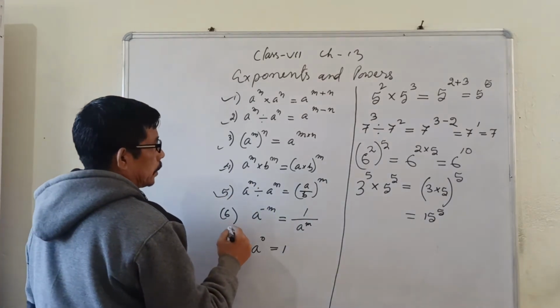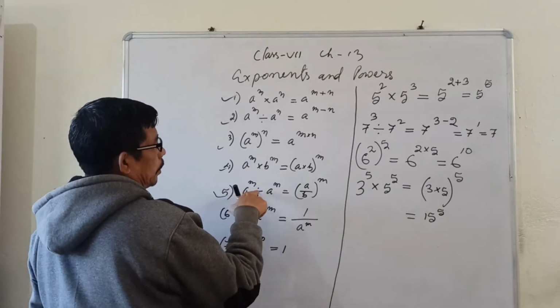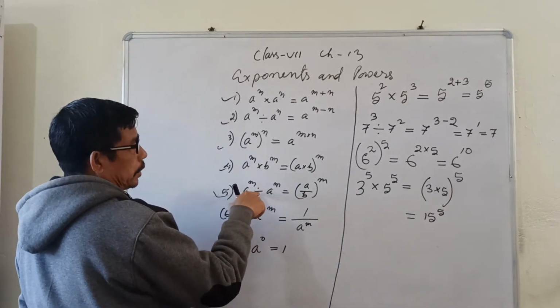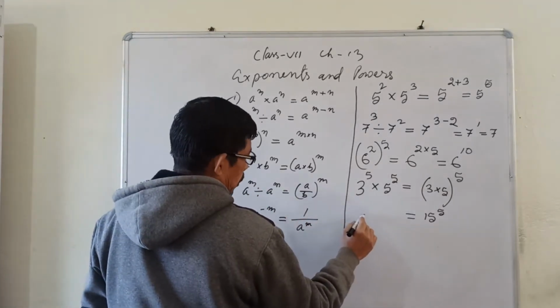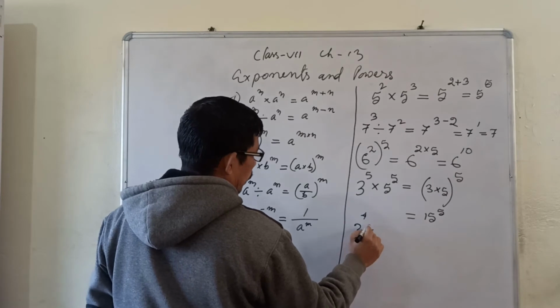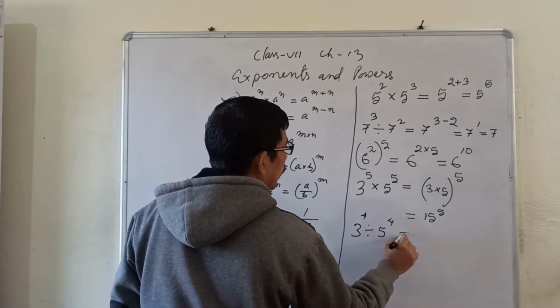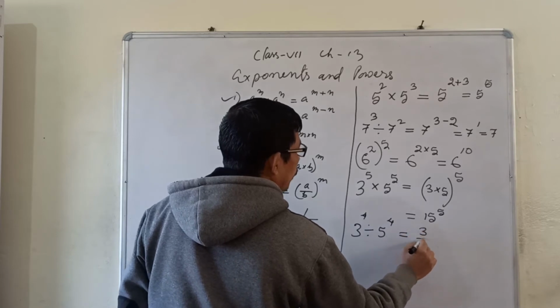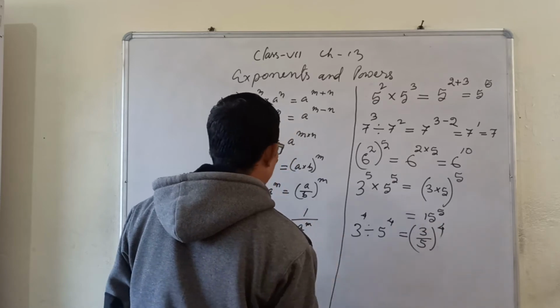Then next, here also same, only the difference is the operation division. 3 raised 4 divided by 5 raised 4. Then this can be written 3 by 5 raised 4.